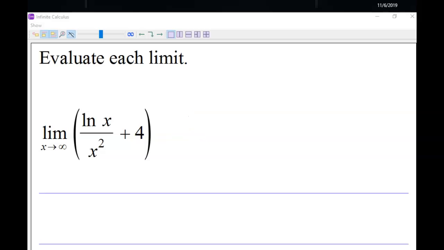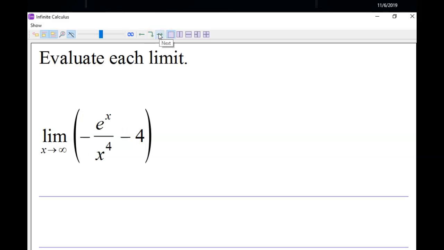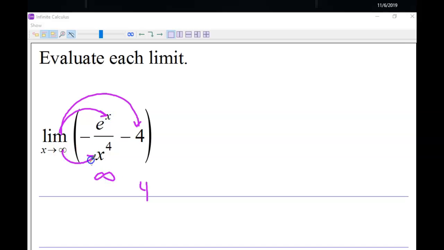Okay, let's go ahead and do another. All right. So direct sub leaves me with 4. Direct sub here leaves me with infinity. Direct sub here gives me infinity. And we have an indeterminate form. I'll put IF for shorthand. So guess what? We're going to do L'Hopital. So I'm going to take the derivative.